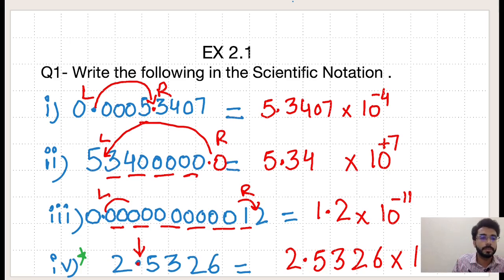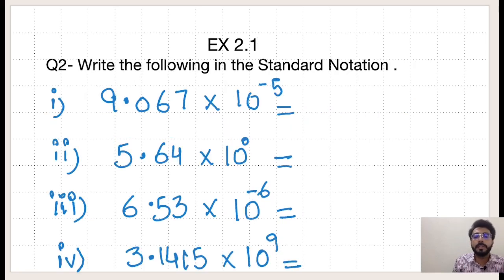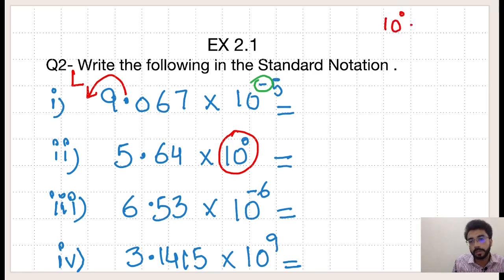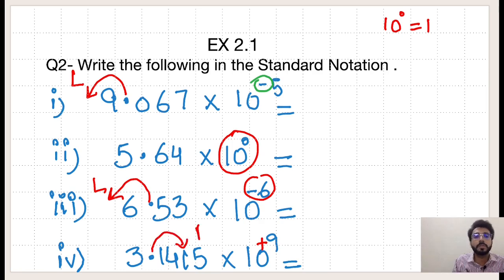Question number 2 is 9.067 times 10 raised to the power minus 5. Now the exponent is negative, so we move the decimal point toward the left side. Now the exponent is 0, 10 raised to the power 0. What does it mean? As we know, 10 raised to the power 0 becomes 1. In the third part, the exponent is negative, so we move the decimal point toward the left side. But in the fourth part, the exponent is positive, so we move the decimal point toward the right side. So let's solve this question.